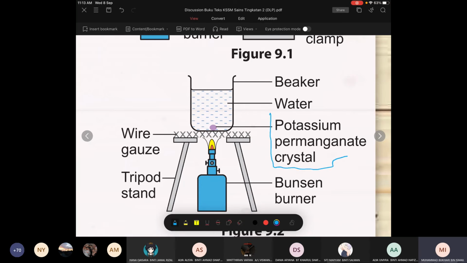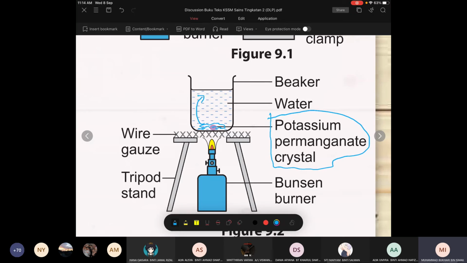This potassium manganate crystal is actually in solid form initially. The reason why we use potassium manganate crystal is because of the color. It is purple. So when it is heated up, it will dissolve. When the water at the bottom of the beaker is heated up, it will become less dense. This is what we have learned just now. It becomes less dense, and then it will rise.